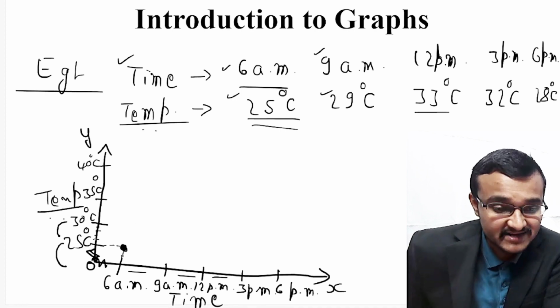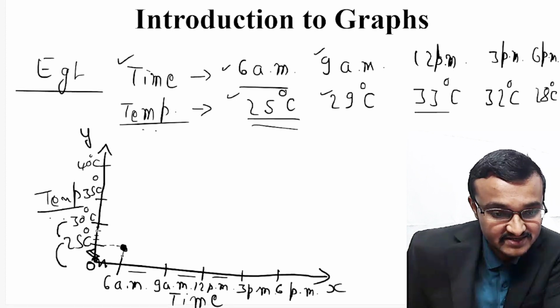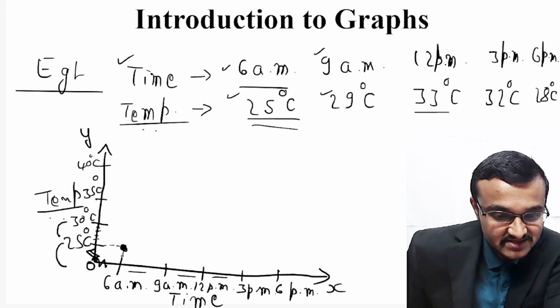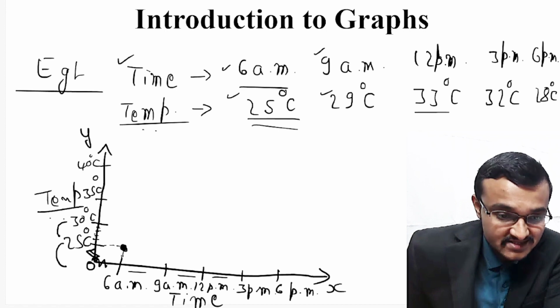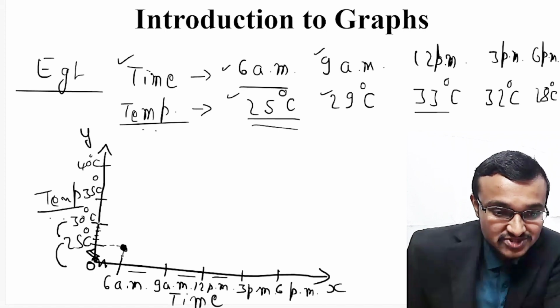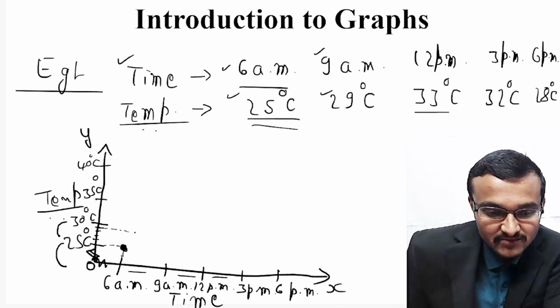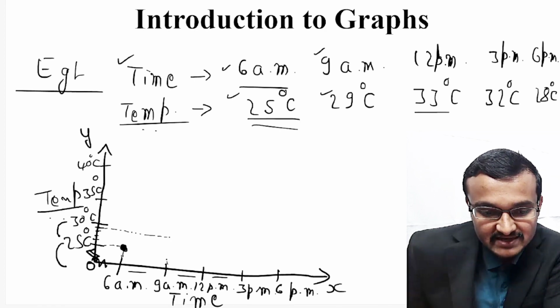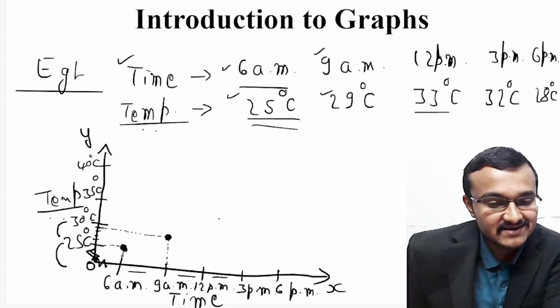So let us make 5 divisions in between 25 degrees Celsius and 30 degrees Celsius like this. The first division is 25, the second division is 26, here 27, 28, 29. So just 1 point below 30 will be 29. From here you can draw a perpendicular line, and from 9 a.m. you can draw a perpendicular line, and this point will be the second data point.